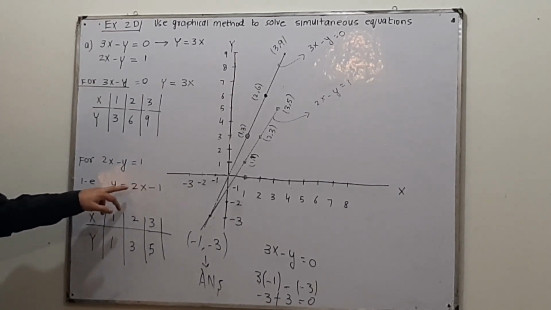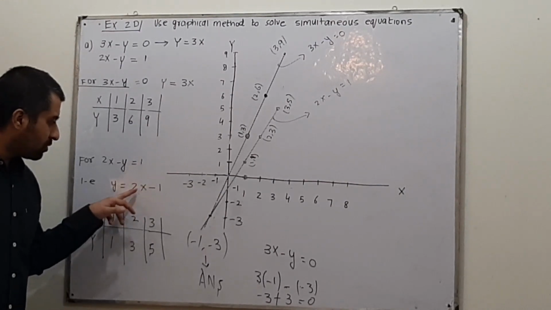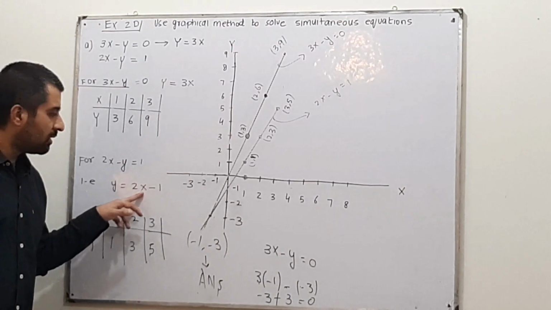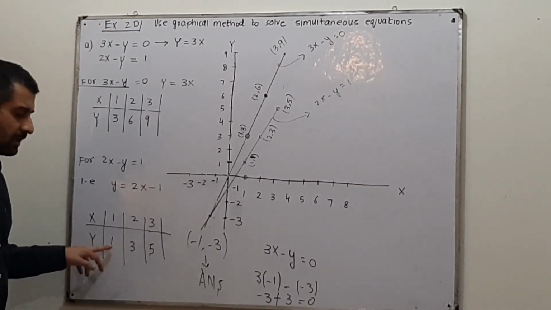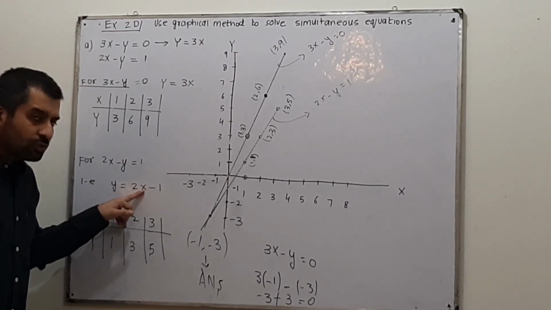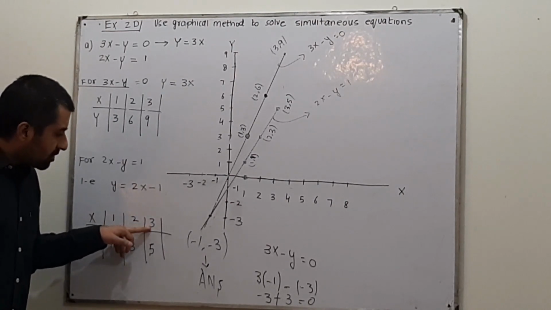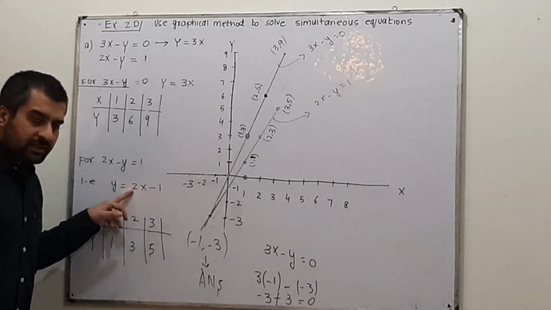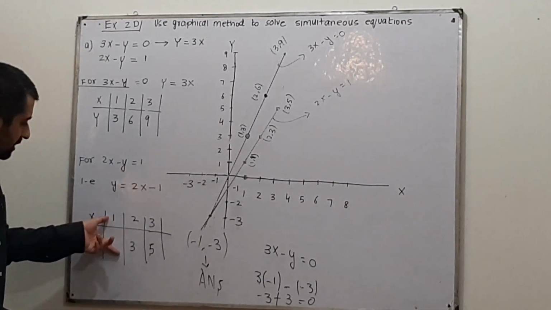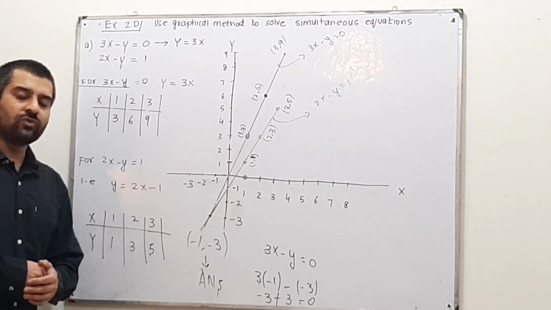So when x is 1, y will be equal to 1. How? Use x equal to 1 over here. 2 into 1 is 2. 2 minus 1 is 1. Then use x equal to 2 over here. 2 into 2 is 4 and 4 minus 1 is 3. Then use x equal to 3 over here. 2 into 3 is 6. 6 minus 1 is 5. So we got the values of y against different values of x.